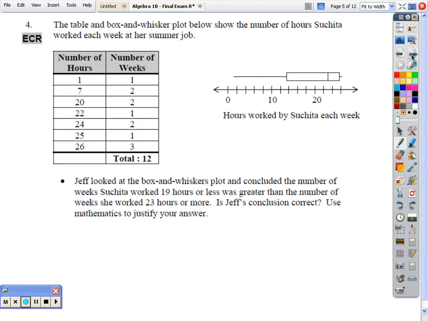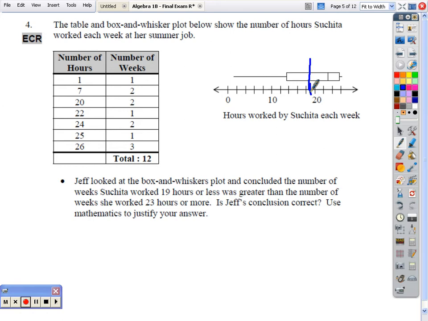Okay? He is not correct. This is one of those problems where it would benefit you greatly to put something in your calculator, but in this case, we don't really need to put it in the calculator. We're actually just going to interpret the box and whisker plot. Okay? So if we find 19 on the box and whisker plot, it's going to be right here, and we draw a line up.